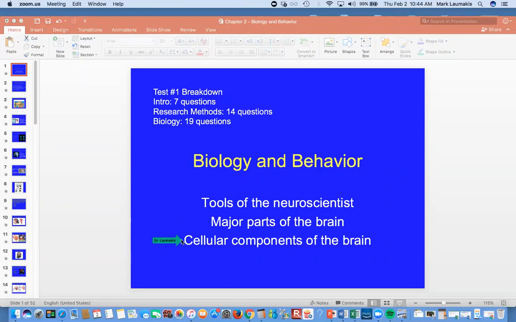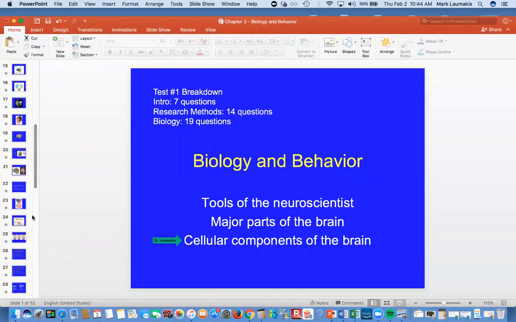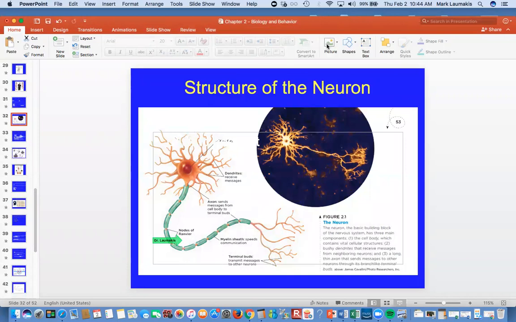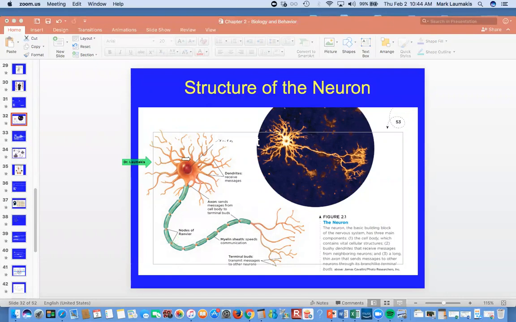By the end, we'll get to zoom into the cellular level. We'll be taking a look at the neuron as kind of the building block of our central nervous system. So one of the last slides, if not the very last slide on Tuesday, face-to-face, will be this one on the structure of the neuron.